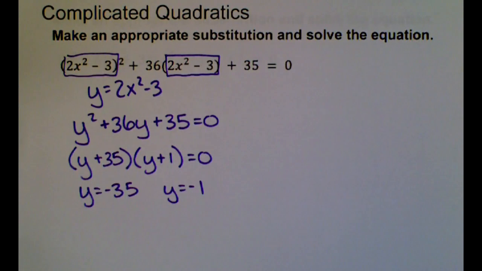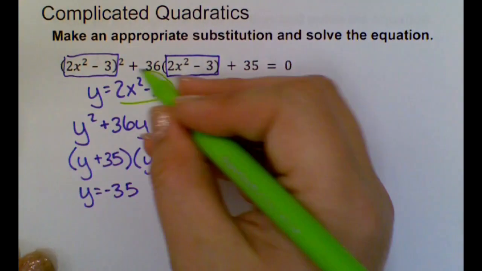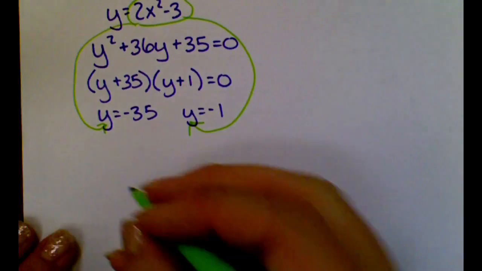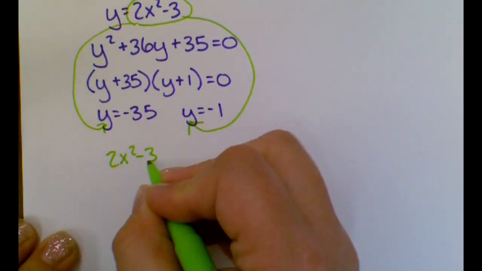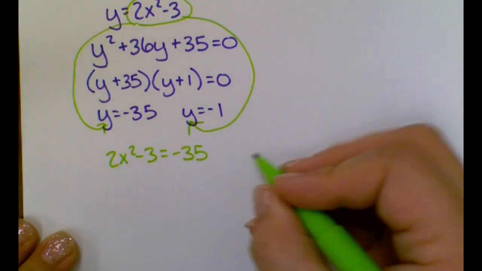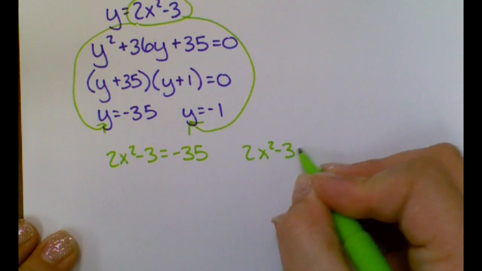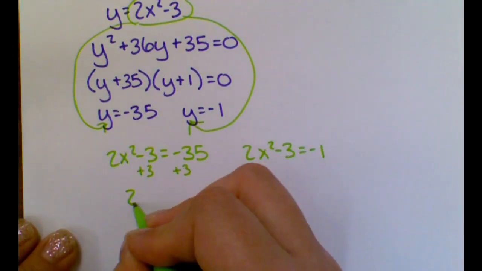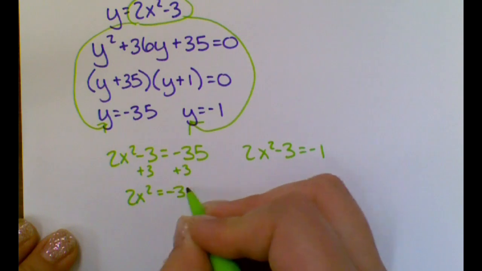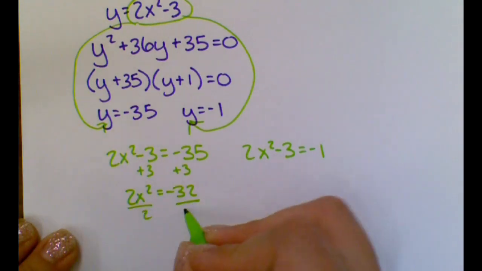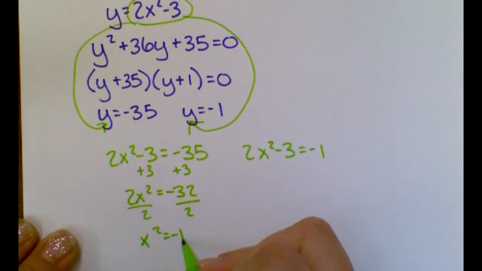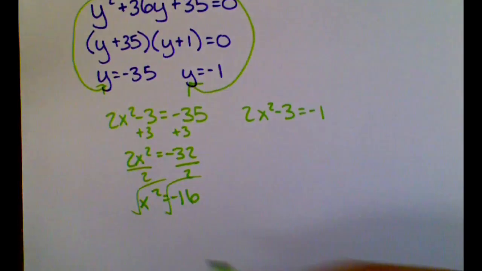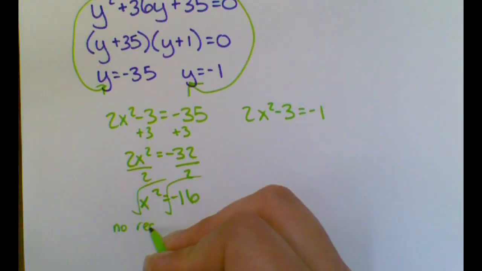But since I substituted, I got to substitute back around. So 2x squared minus 3 equals negative 35, or 2x squared minus 3 equals negative 1. When I add 3 here, I get 2x squared equals negative 32. Divide by 2, I get x squared equals negative 16. If I try to square root that, I cannot square root a negative, so this has no real solution there.